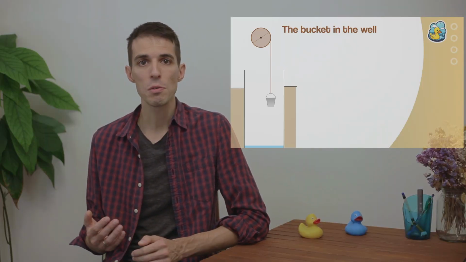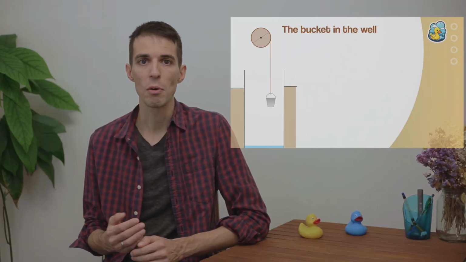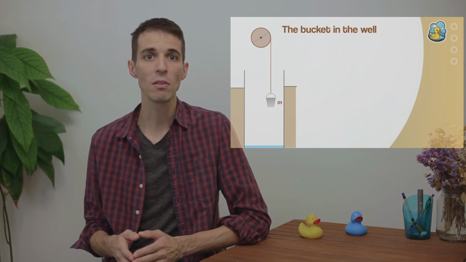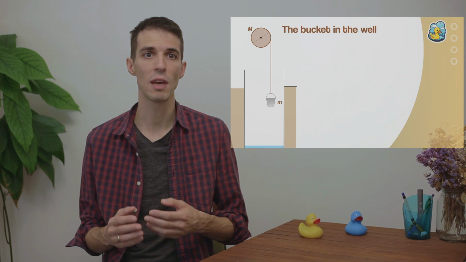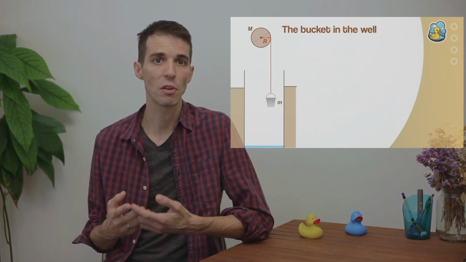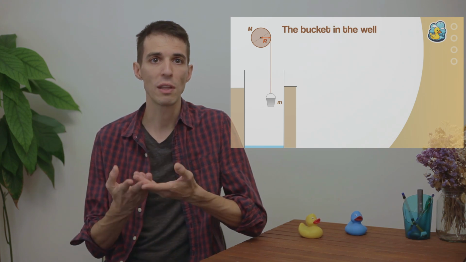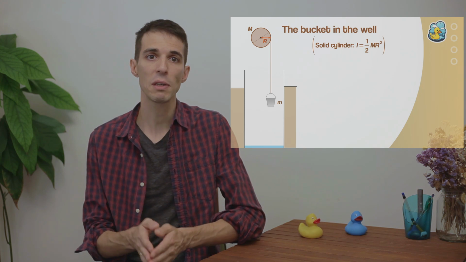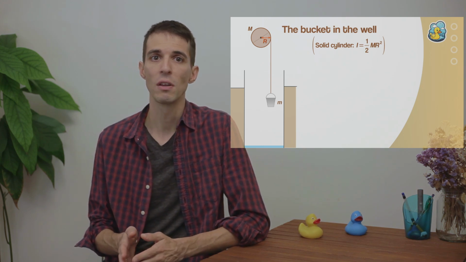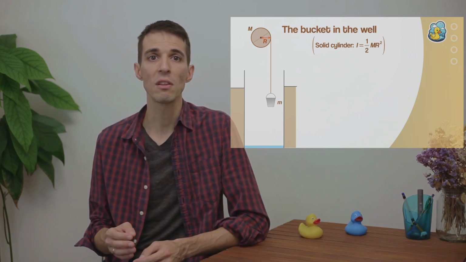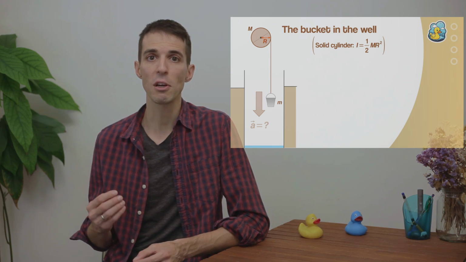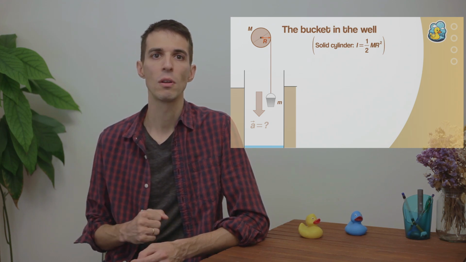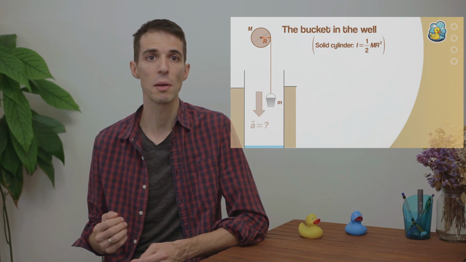We know the parameters we could normally know about the well: the mass of the bucket, small m, the mass and size of the cylinder, capital M and R, and, of course, gravitational acceleration. I also let you know that the moment of inertia of a solid cylinder is half of its mass times its radius squared. From these, we'll determine the linear acceleration of the bucket sinking. Let's solve this step by step.